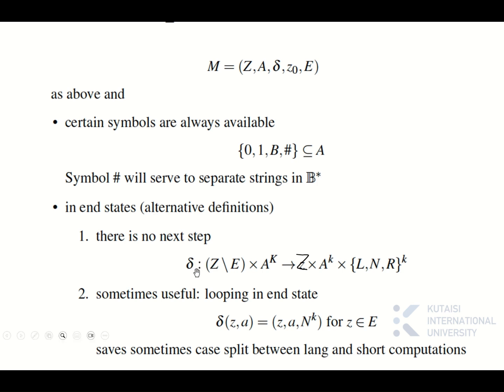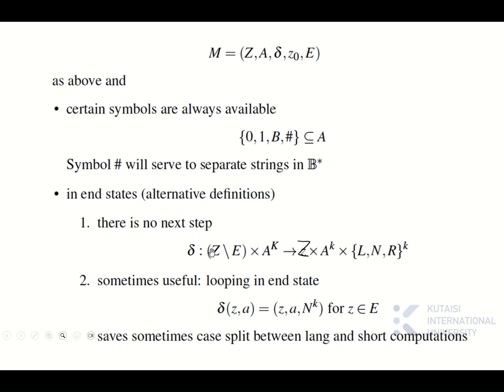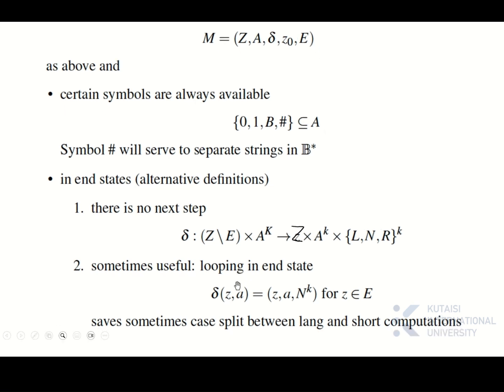If I define my transition function this way, that it is not defined for every state, but rather for all states that are not final, this means that your Turing machine is computing, and when it goes to a final state, it has no next step, and it stops. But I might as well define that when it goes to a final state, so the second option is, what does it do in the final state?